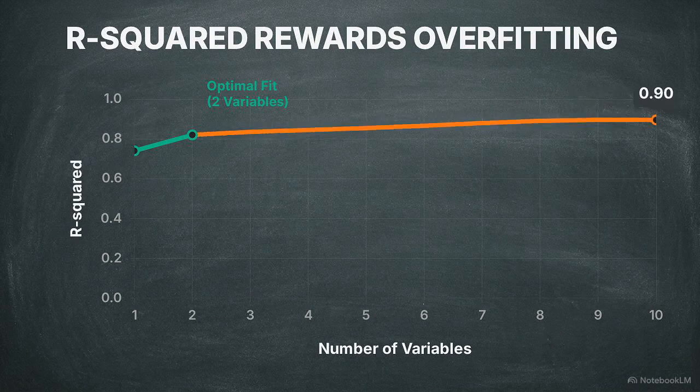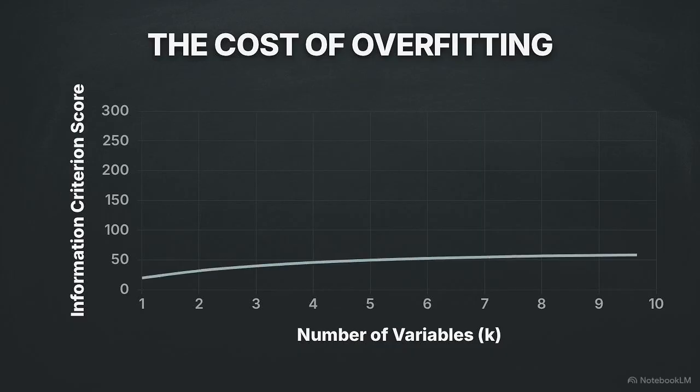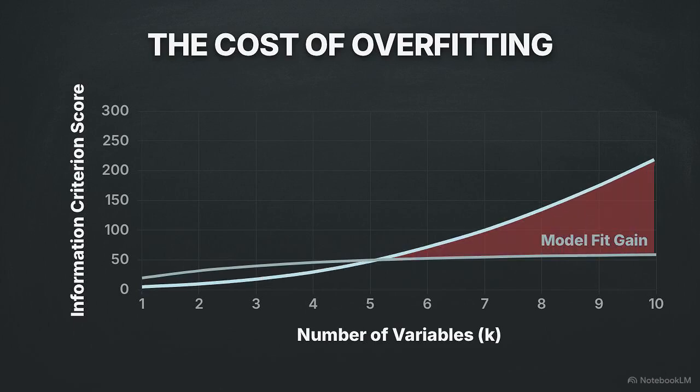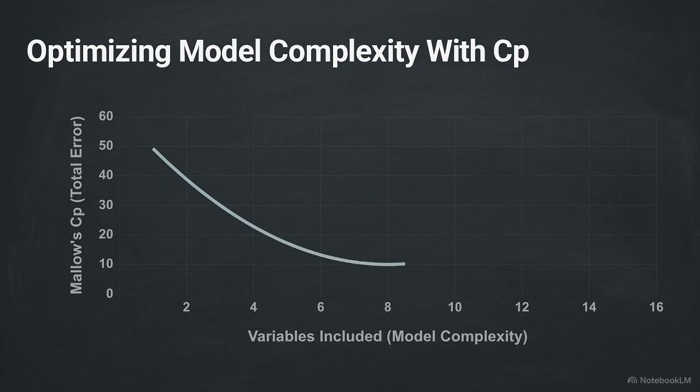We use penalized criteria like adjusted R-squared, AIC, Schwarz BIC, and Mallows CP. Information criteria like AIC and BIC are metrics that penalize the likelihood of a model based on the number of parameters to prevent overfitting. Mallows CP is a technique that assesses the fit of a regression model while accounting for the potential bias introduced by including too few variables.